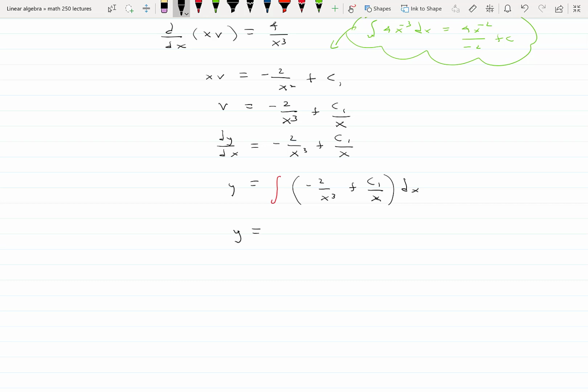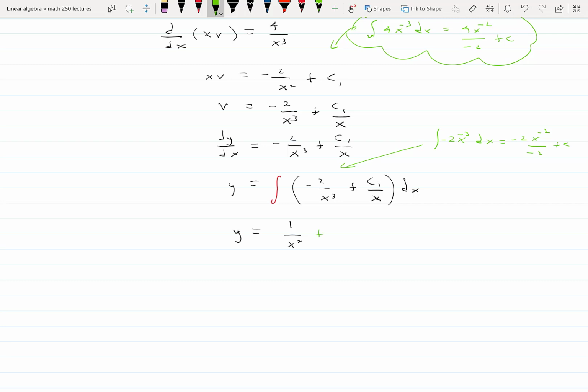So, the integral of negative 2 over x cubed is, I think, 1 over x squared. And of course, we can check that. The integral of negative 2 over x cubed is the integral of negative 2x to the negative 3. So that's negative 2x to the negative 2 over negative 2 plus a constant, which is 1 over x squared plus a constant, of course.